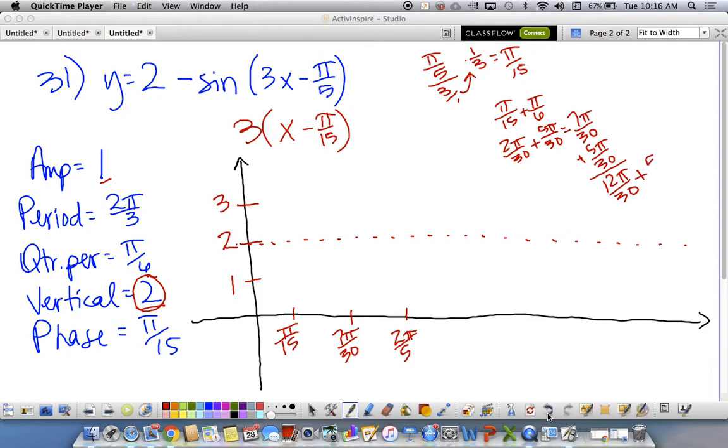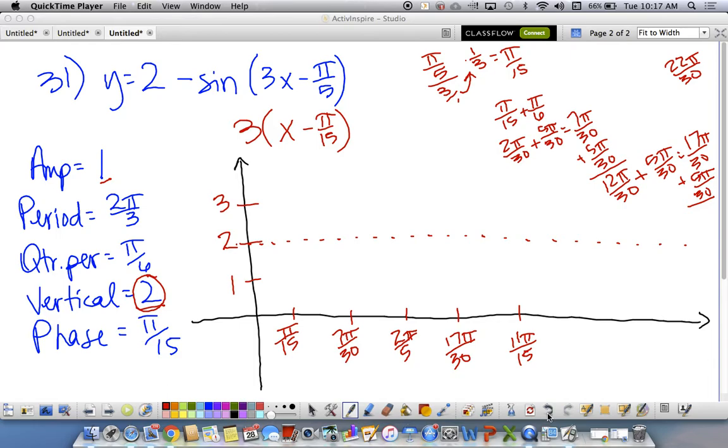Because I'm adding 5 pi over 30 again. 17 pi over 30. That's not going to reduce. 17 pi over 30 plus 5 pi over 30. I think this should be the last one. 22 pi over 30. 22 pi over 30, divide this by 2. So 11 pi over 15.